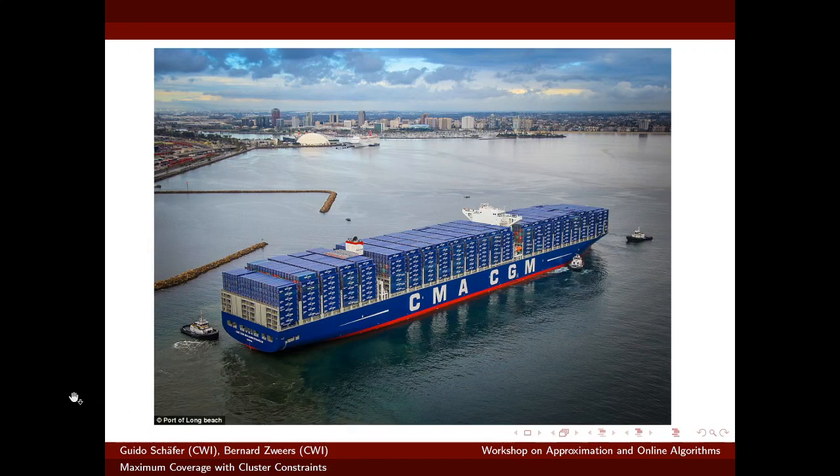I often work on logistics problems, and what you see there is that there are often two types of capacity constraints. For instance, you have a capacity constraint on the weight that you can assign to a container, and there's also a capacity on the ship itself. And that is the specific cluster constraint that we will study.